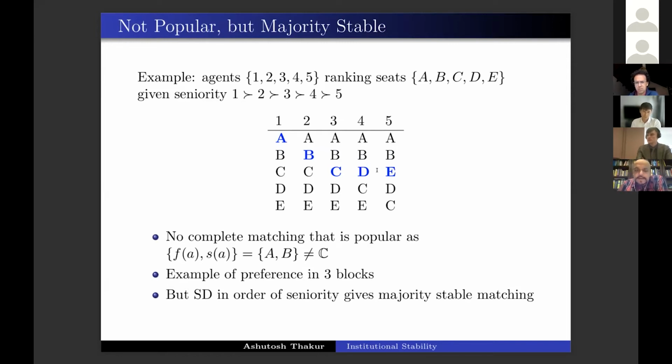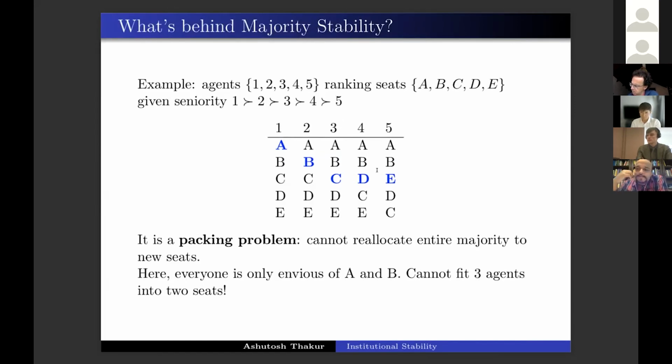And what's happening here? Well, there's a basic fundamental packing problem, right? The packing problem is the following: you cannot reallocate an entire majority to a new set of seats. So sorry, the packing problem here is that to get majority instability, you have to change the assignment of a majority of agents, and you can't move a majority of agents into a minority of new seats, right? So here, for example, as you see, everyone is envious of A and B, but to get a majority here, you need to move 3 people, and you can't put 3 people into 2 seats, right? And this packing problem is going to cause a lot of differences with respect to majority stability, as I'll show.